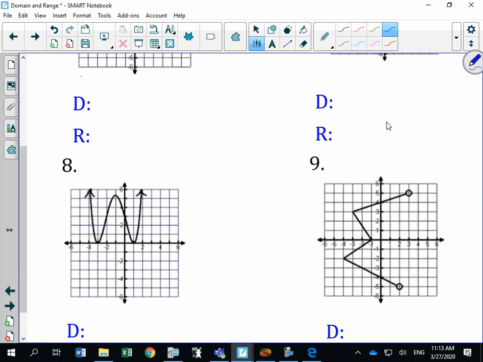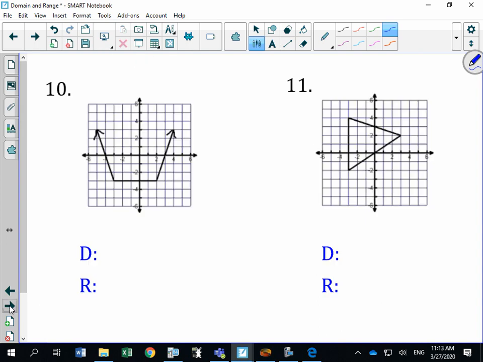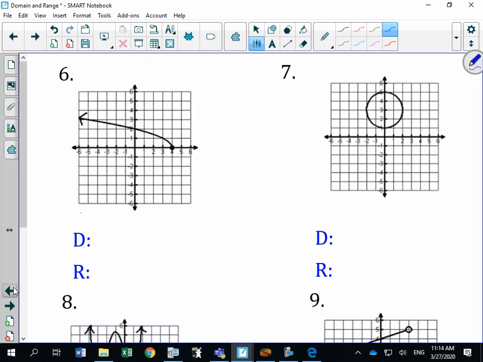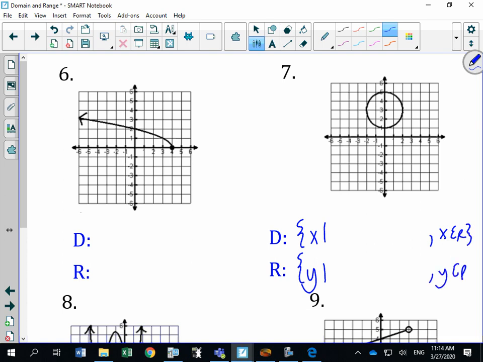Let's do 7 and let's do 11. Ideally I want you guys to be able to do these by yourselves, but if you need to, watch me and then do it, or pause as I'm working through it. Domain is your x, range is your y. I'm going to end with x-er for my domain, and y belongs to the set of real numbers for my range. I'm going to put x in the center for domain and y for range.